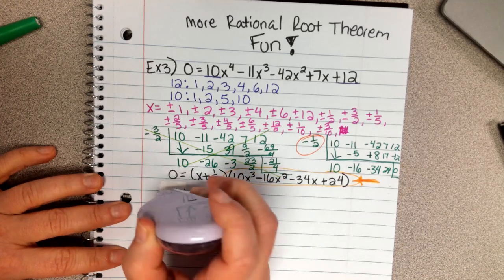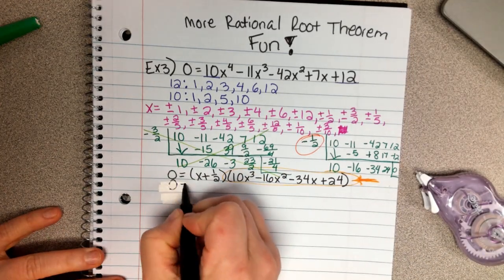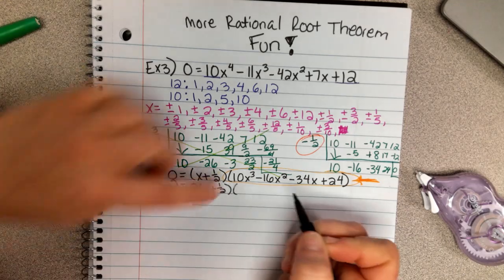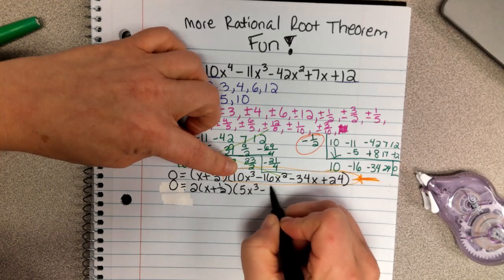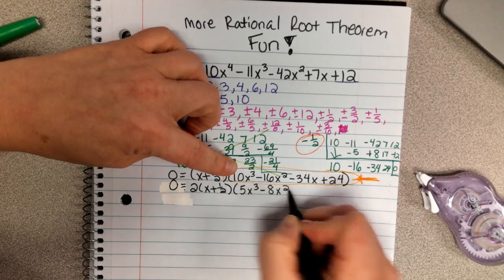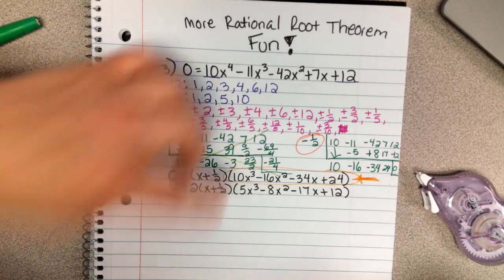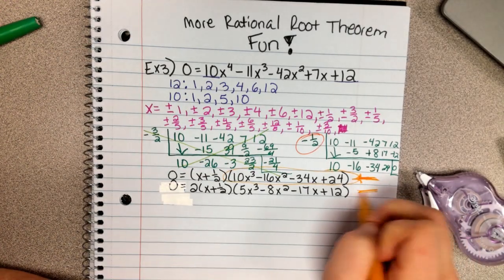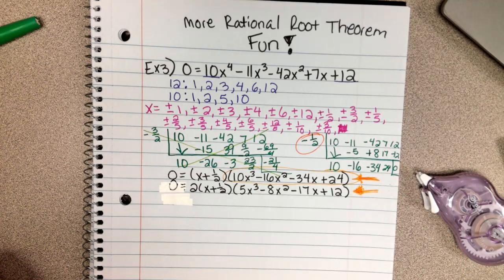Okay, so let's factor that out. If I factor that out, I have 0 equals 2 times x plus 1/2 times, and I'm going to factor out the 2. So I have 5x to the third minus 8x squared minus 17x plus 12. Oh, I like these numbers better. Then let's run rational root theorem on this guy right here.